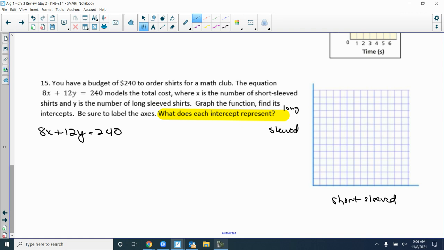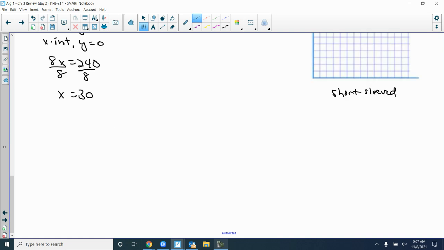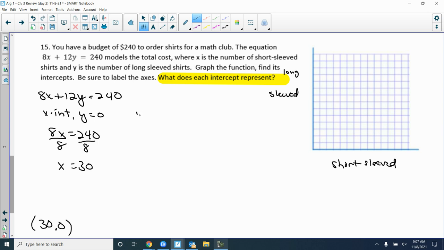And so if I find the x-intercept, I let y equal 0. Well, that's going to cancel that whole thing out. So just to save a little bit of time, I'm just going to say 8x equals 240. Divide by 8, and we get x equals 30. Is that correct? Yes. All right. So that's 30 comma 0. Y-intercept. Let x equal 0. And then that's just going to give me 12y equals 240. Divide by 12. y equals 20. So that is going to be 0 comma 20.